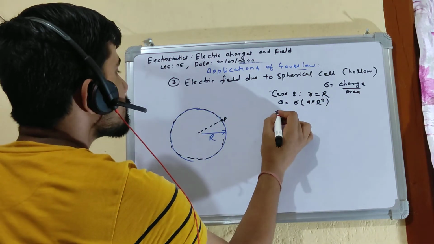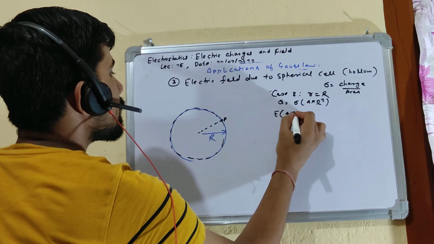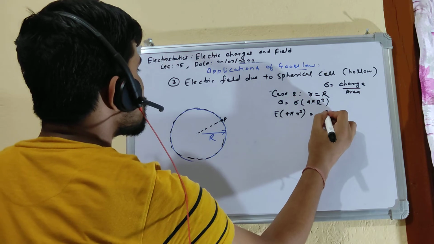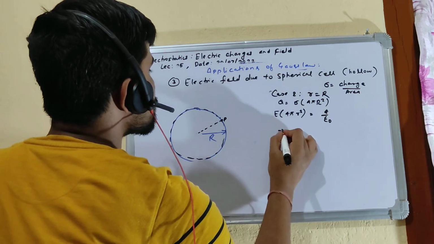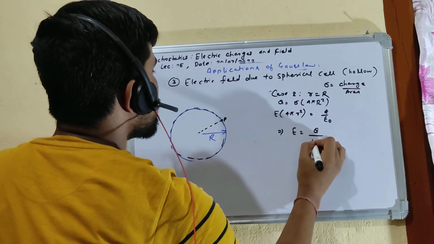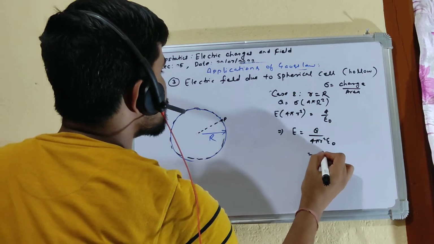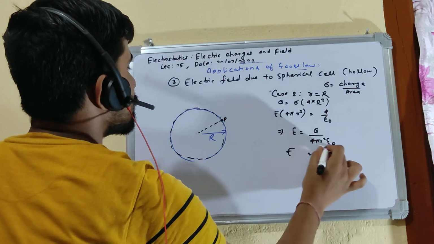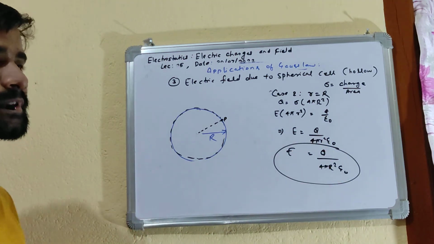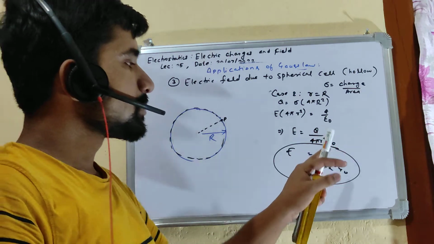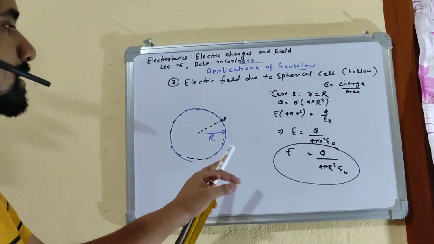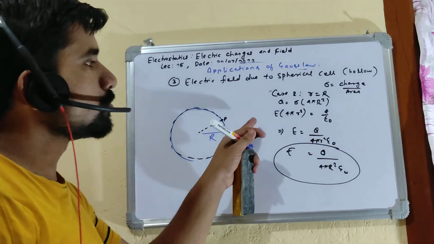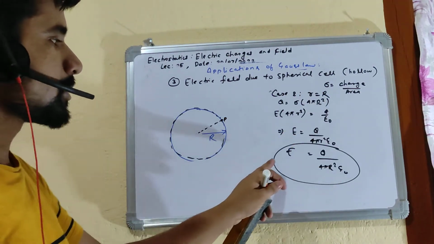So net flux is E into 4 pi, net area is R square, equal to charge enclosed by epsilon naught. So E is equal to q by 4 pi R square epsilon naught, right? This is again similar to what we calculated, just that r is now replaced by capital R, since the point of interest is at the circumference. So for case 2, when r is equal to R, the expression is given by this.